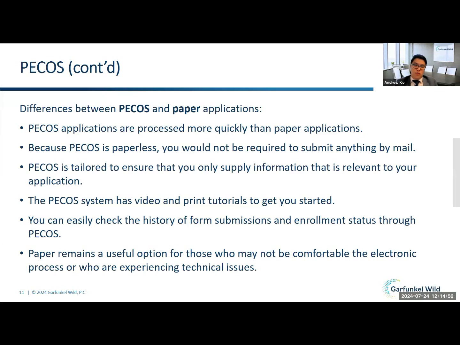This helps to make sure, let's say you do get a notice in the mail that is claiming that certain information was missing, you can go back into your form history and look at your submissions to see if in fact the actual supporting documentation was submitted. We do understand that people will still rely on the paper application. It's useful if you're not as comfortable with the electronic process or if you have technical issues.